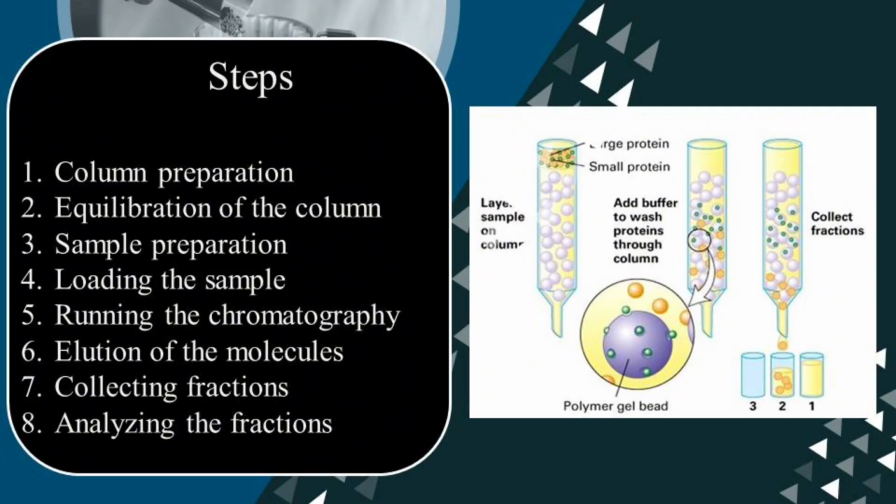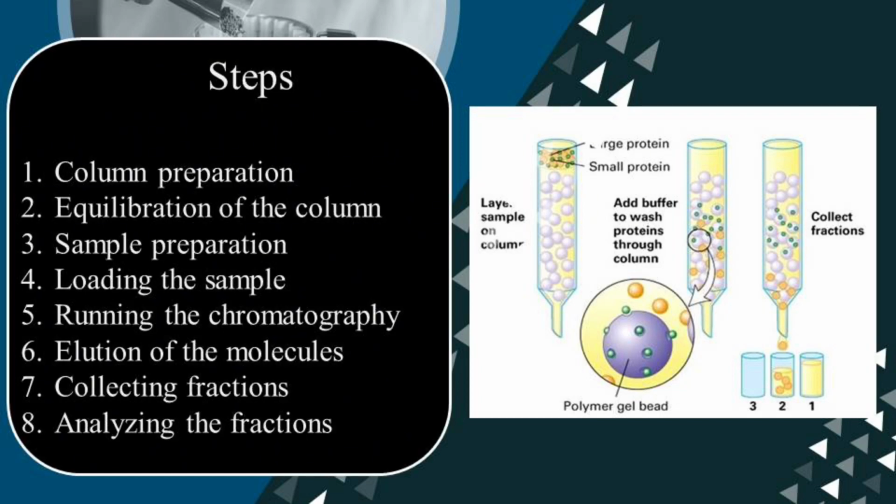When considering the steps behind gel filtration chromatography, the first one is column preparation. The gel filtration column is prepared by packing a gel matrix consisting of porous beds into a column of appropriate dimensions. The column is often equilibrated with an appropriate buffer or mobile phase before use. Second, equilibration of the column. The sample matrix containing molecules of different size is prepared. Third one is sample preparation.